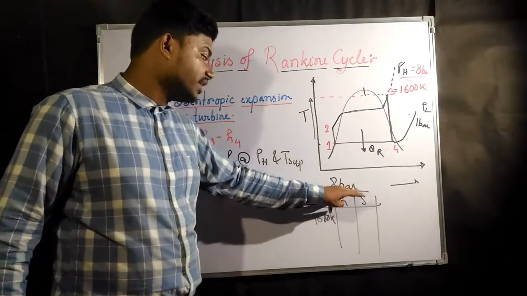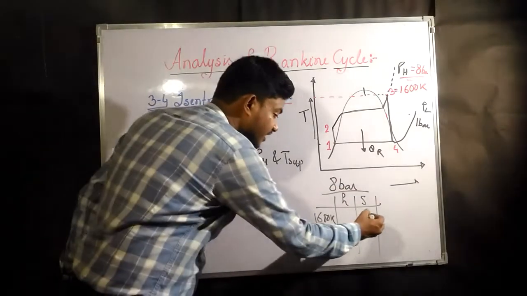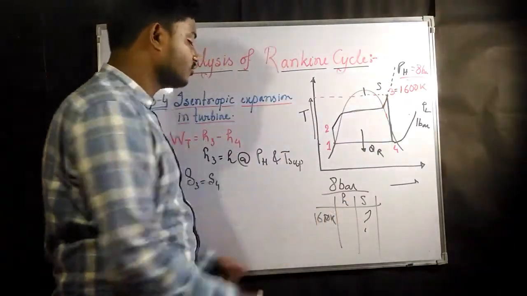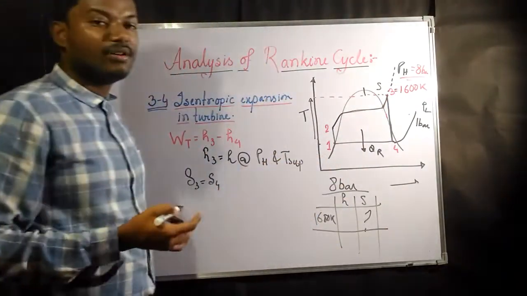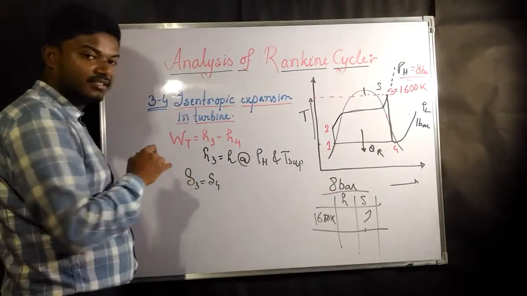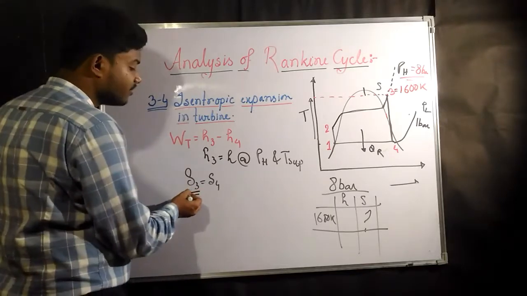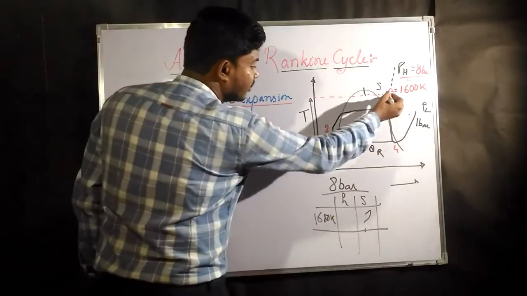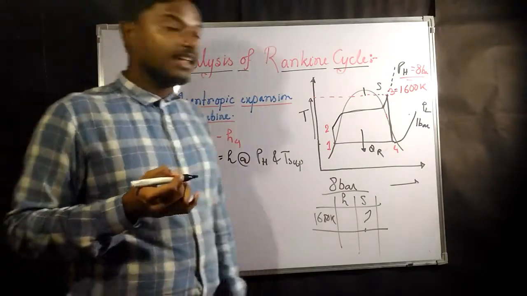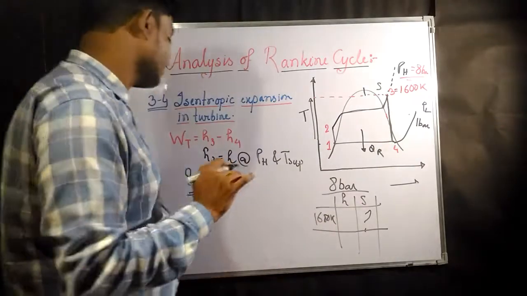Entropy at superheated pressure of 8 bar and at superheated temperature of 1600 Kelvin, what is the value of S here? This value of S would be nothing but whatever the value of S you have found out here. So from the steam table you can find the value of S3. So once you have found the value of S3 from the steam table, you are going to equate this with S4. That means entropy at point 4 is now known to us.